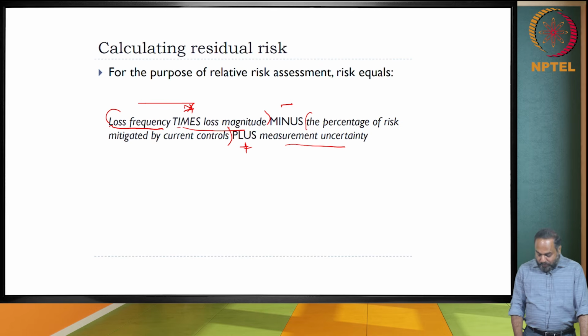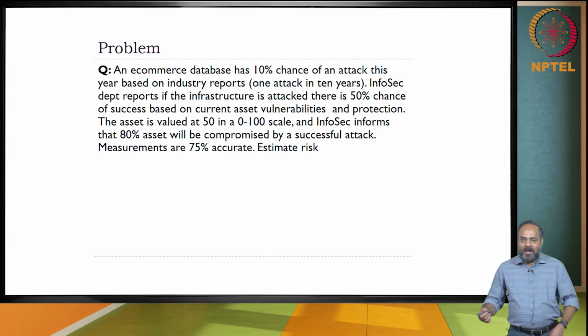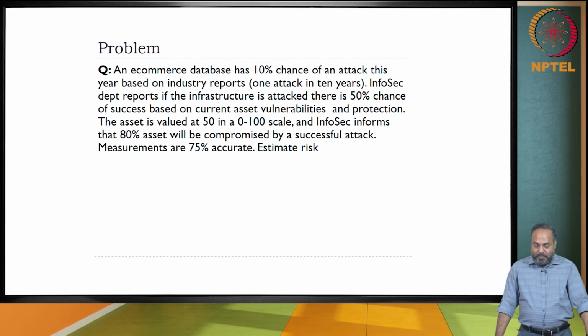Try to calculate the residual risk. This is the question. Okay. Well, I give you 3 minutes. Just try to work out and calculate the residual risk. An e-commerce database has 10% chance of an attack this year based on industry reports. That is one attack in 10 years. InfoSec department reports if the infrastructure is attacked, there is a 50% chance of success based on current asset vulnerabilities. So, they have calculated vulnerabilities quantitatively. So, if that particular attack happens, there is a 50% chance of success.